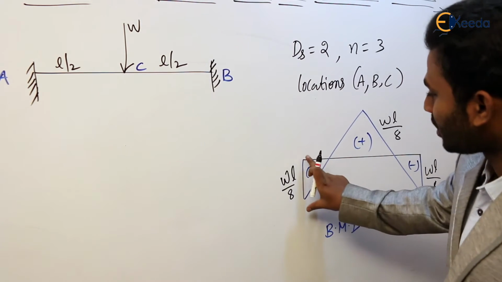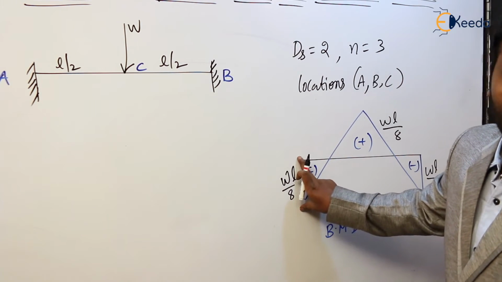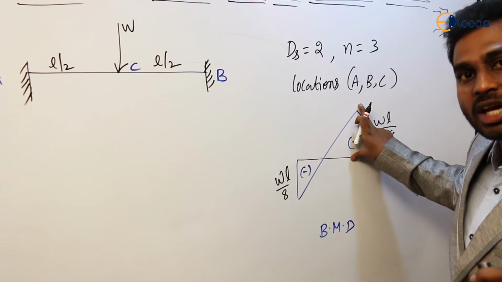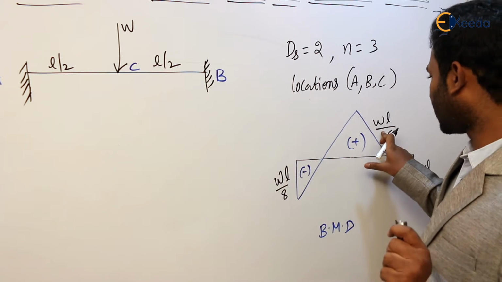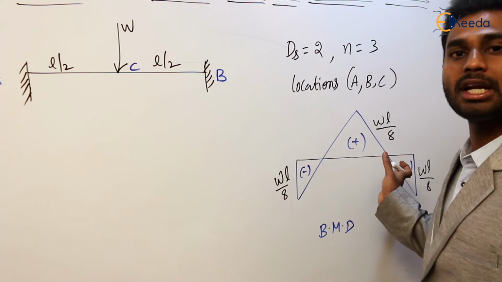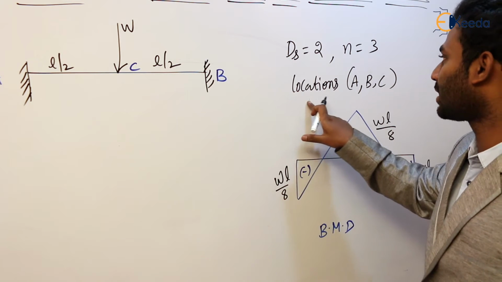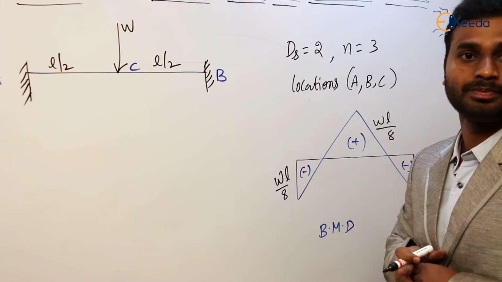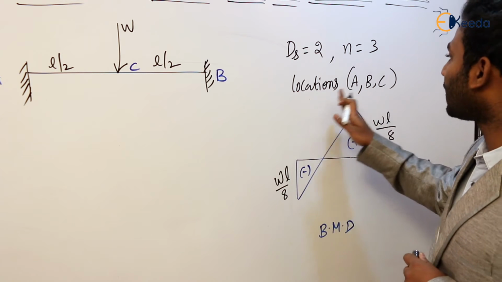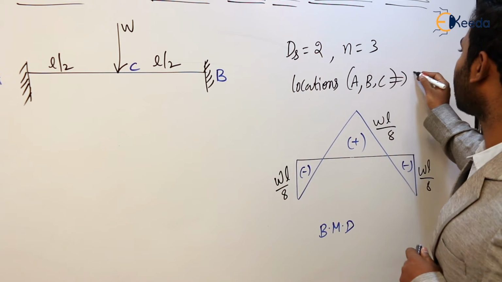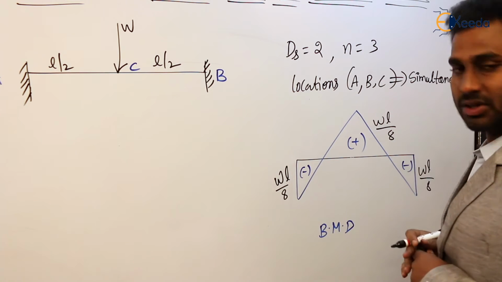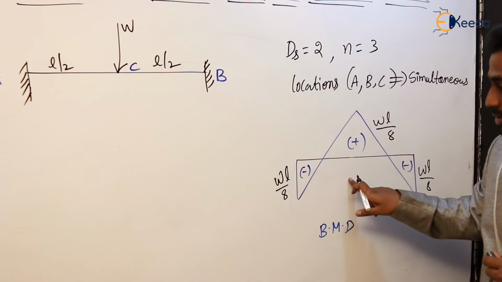So if you observe, at supports always hogging bending moment will act, negative. In the span, at the center, sagging bending moment will act. It means positive. So here the hogging bending moment and sagging bending moment are the same, WL by 8 and WL by 8. So it means in this case all the 3 plastic hinges will form simultaneously. All the 3 plastic hinges will form at a time, at the same time. So their formation is simultaneous. They are not sequential.